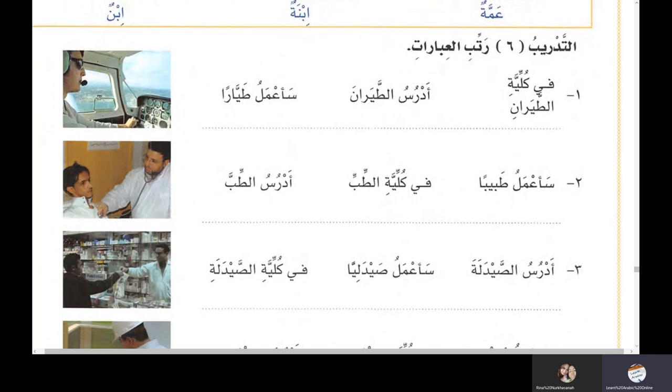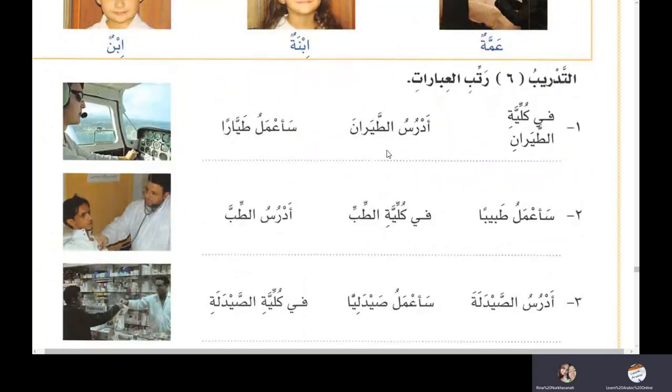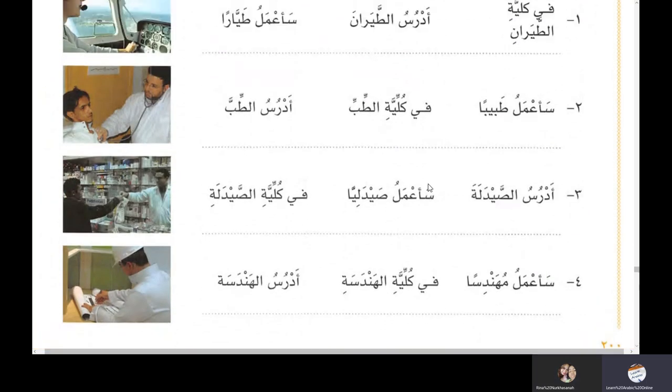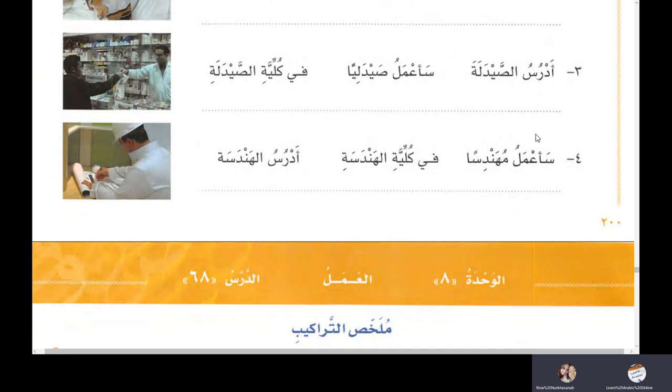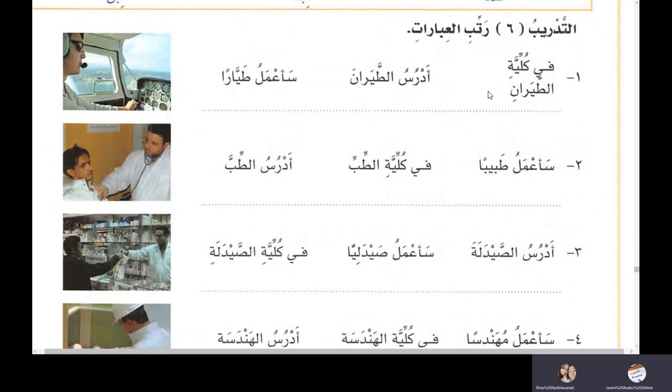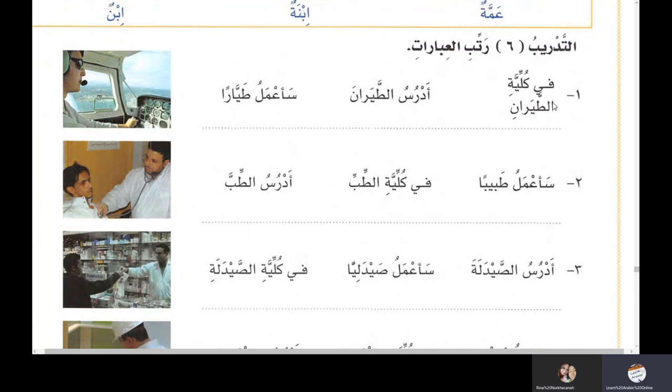At-tadribu sadis rattib ila ibarat, arrange the phrases. So here you will arrange them like this. For example, first you will write Adrusu tayarana fi kulliyati tayarani sa'amalu tayarani. You write the sentence in this way, okay? So in this way you will arrange all the sentences. You have three phrases. You will use these three phrases to make a sentence, okay? Make a sentence with the help of these three. What will you first write here?